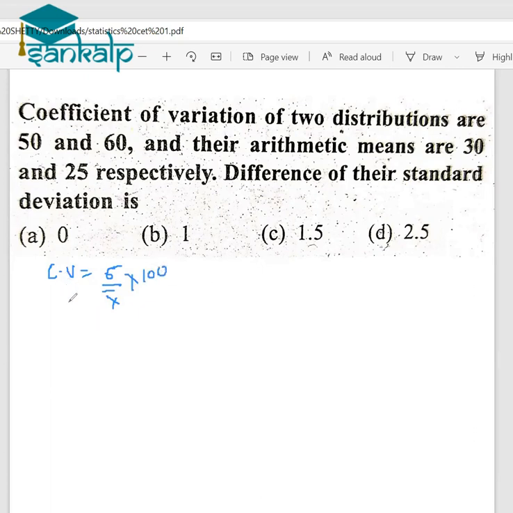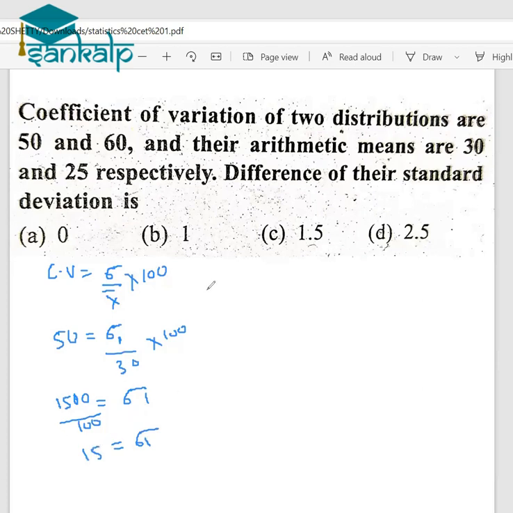In the first case, the CV is 50. Sigma 1 I will consider for the first case. The x bar value is 30, into 100. So sigma 1 will be equal to 50 into 30. 50 into 30 is 1500 divided by 100. So on simplifying, we get sigma 1 is equal to 15.